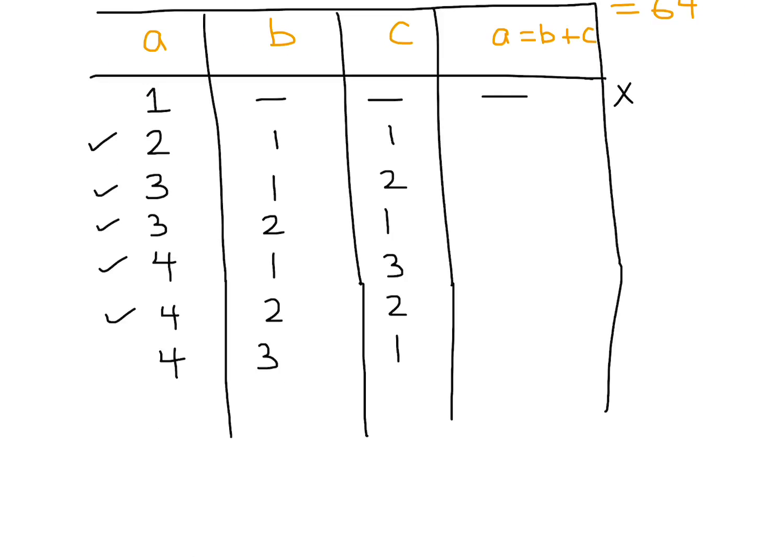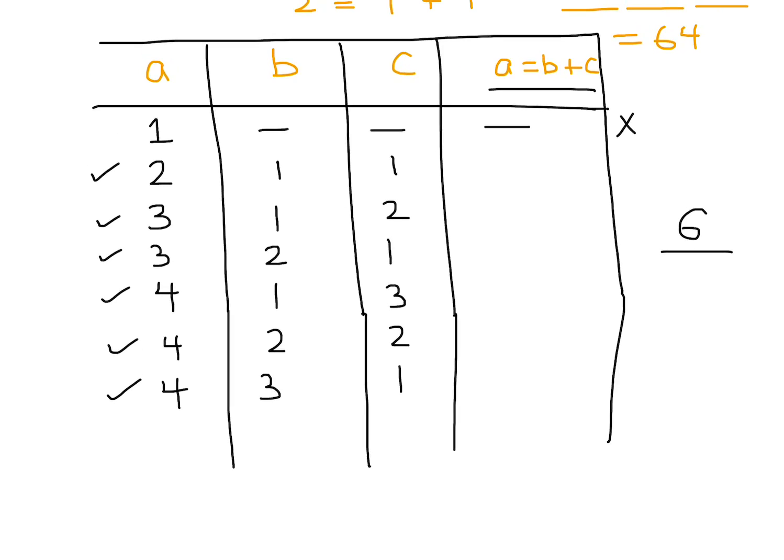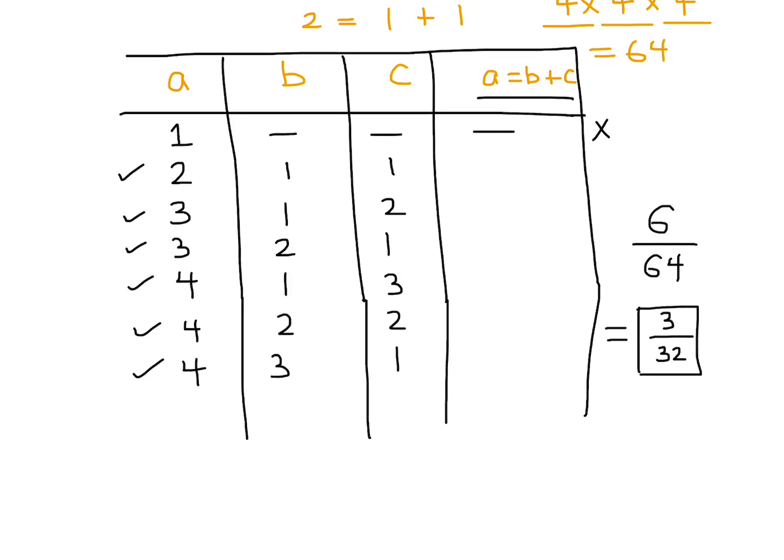So we've got six ways to make this work, and the total number of ways was 64. So that's the probability. If you want to reduce this to lowest terms, you can. 3 divided by 32, I think, is the lowest terms probability that they are asking for in this question.